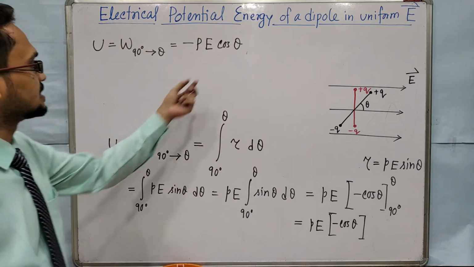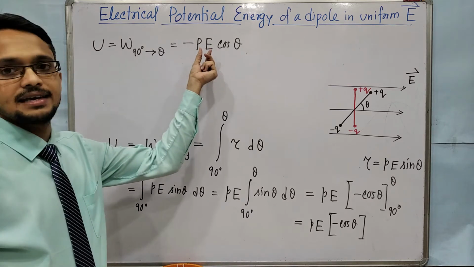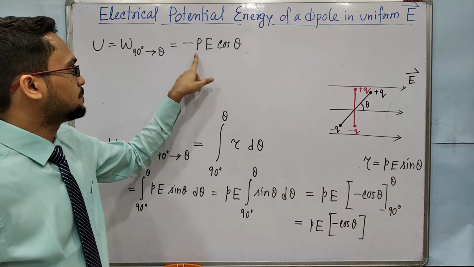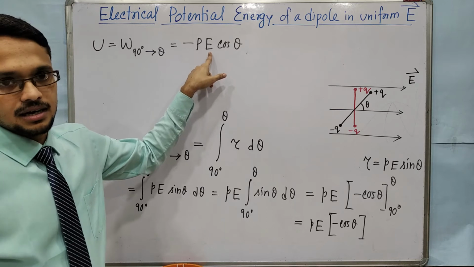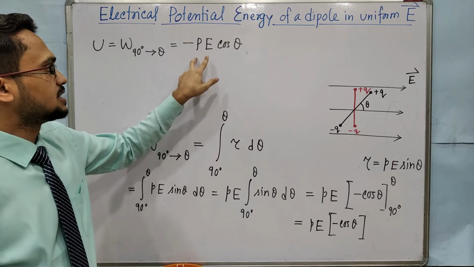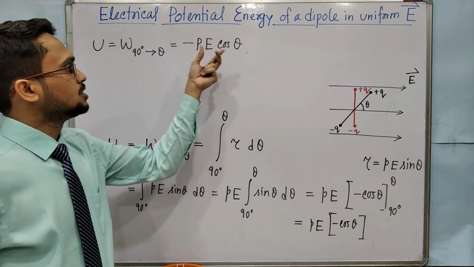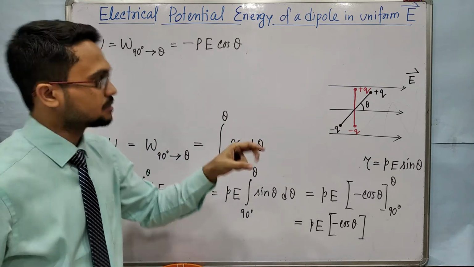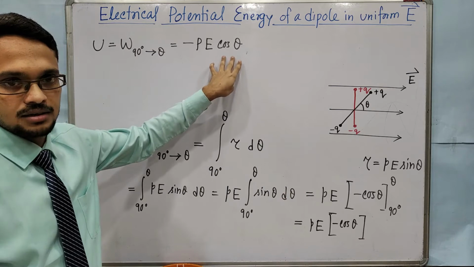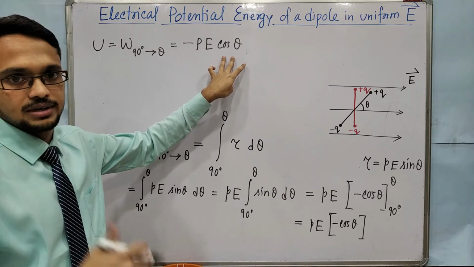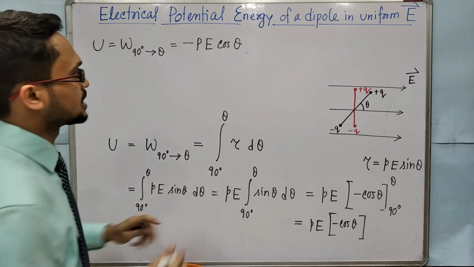Okay, now look at this. We know that P and E are vector quantities. This is dipole moment and this is electric field intensity. So these are two vector quantities and it is in the product form. In which kind of vector product do you get cos theta? Cross product or dot product? It is dot product.